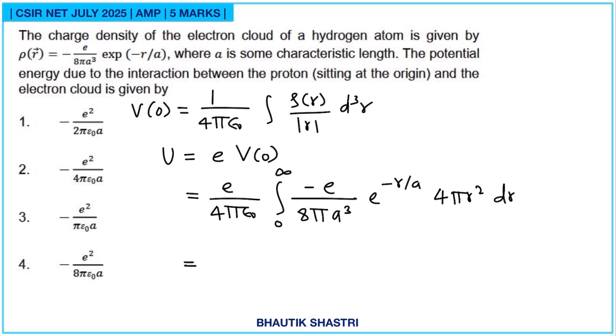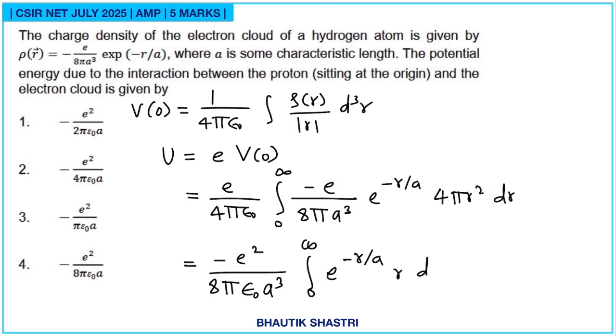So solving this, we will get minus e square, then 4 pi, 8 pi, so it will be 8 pi epsilon naught a cube integration 0 to infinity e raised to minus r by a r dr. In the denominator we also have r here, so it will be r dr. So this is the potential energy. We just have to solve this integration.